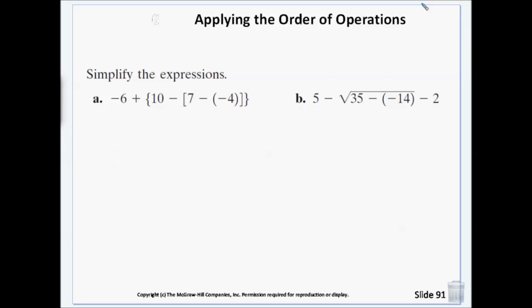And we have multiple grouping symbols. We start at the very inside and we work our way out. So we're going to start inside here. And then we're going to work our way out. So everything else will be the same. And this minus and negative is going to become a plus. Then I can add those together. So 7 plus 4 is 11.